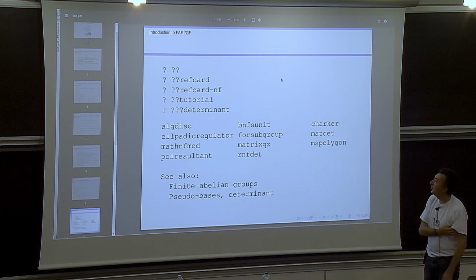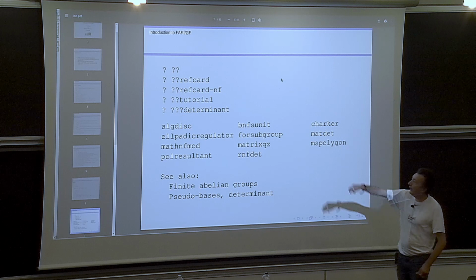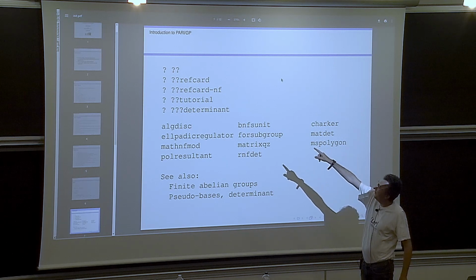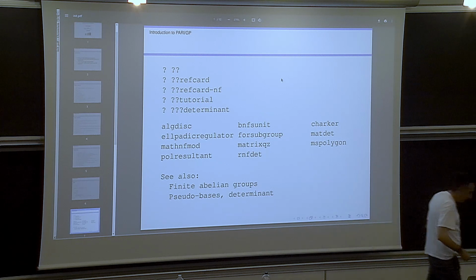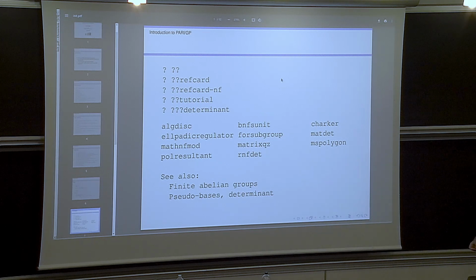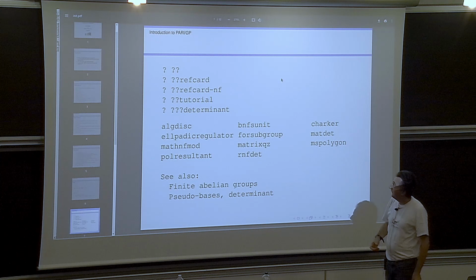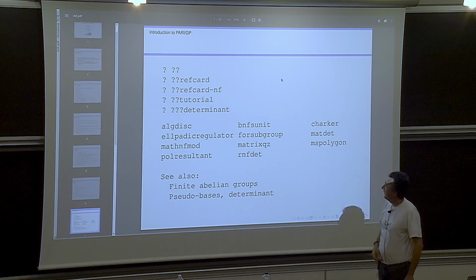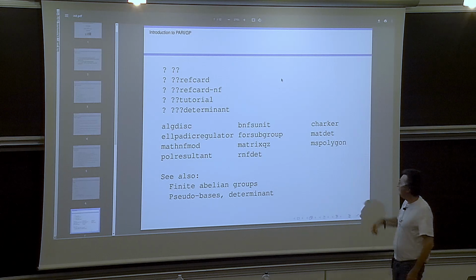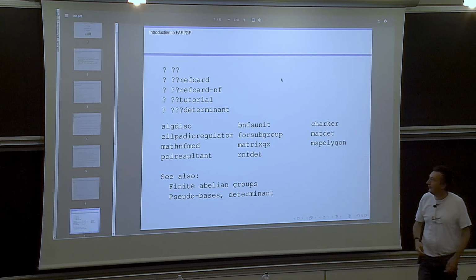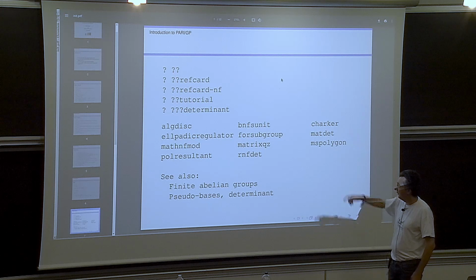Okay, so if there is a double question mark with the name of some documentation file, for example, you have double question mark tutorials that you can read. We have a reference card. And if you put triple question marks, that will search in the documentation to find a function related to the topic.